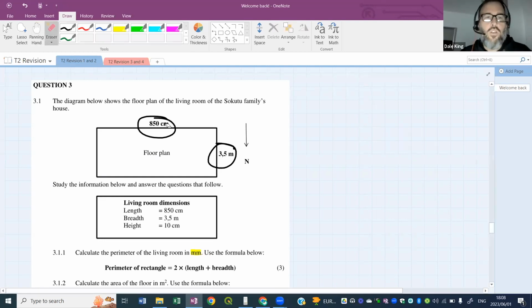So off you go. It should take you about 2 minutes to calculate that perimeter. You use the formula, put in your length and breadth. Be careful because your units are in centimeters and meters, so I suggest you change them first. Change them first to millimeters and then put them into your formula. Okay, I'll give you 2 minutes to do that.